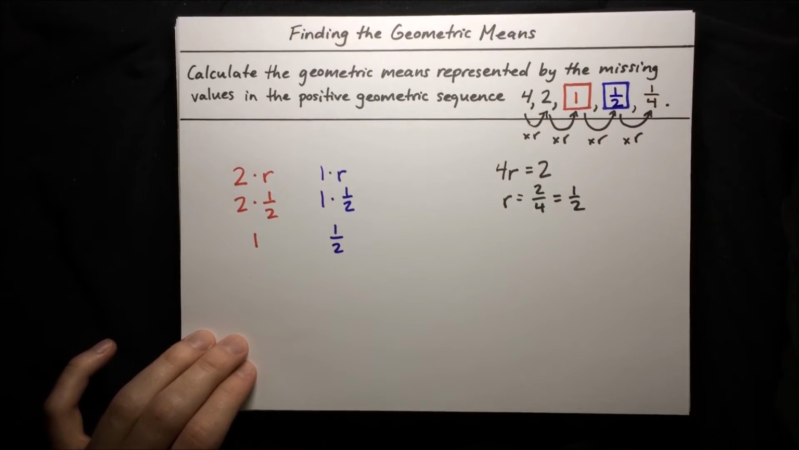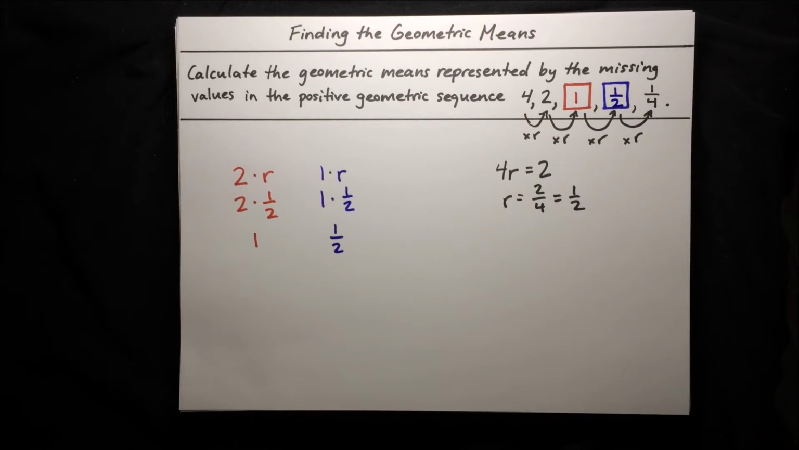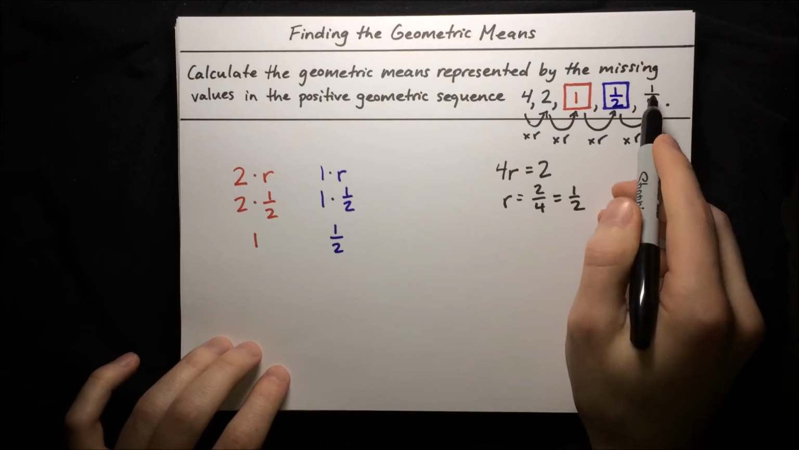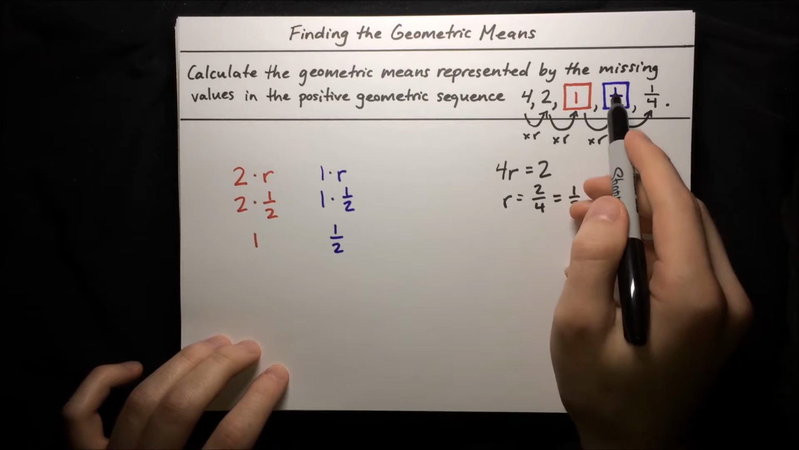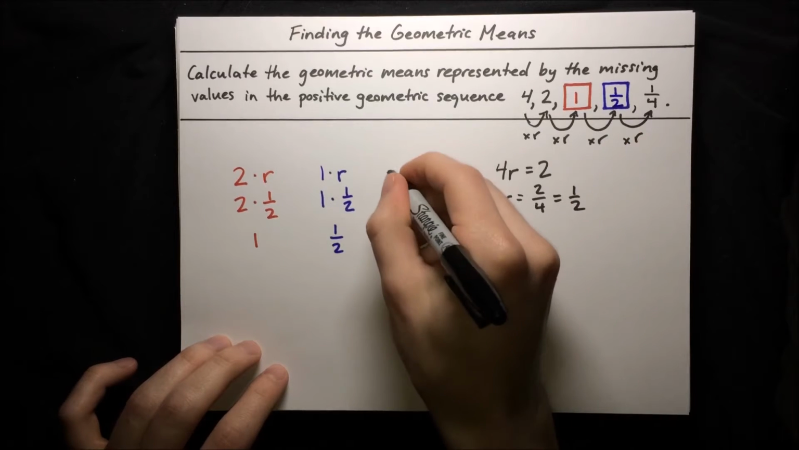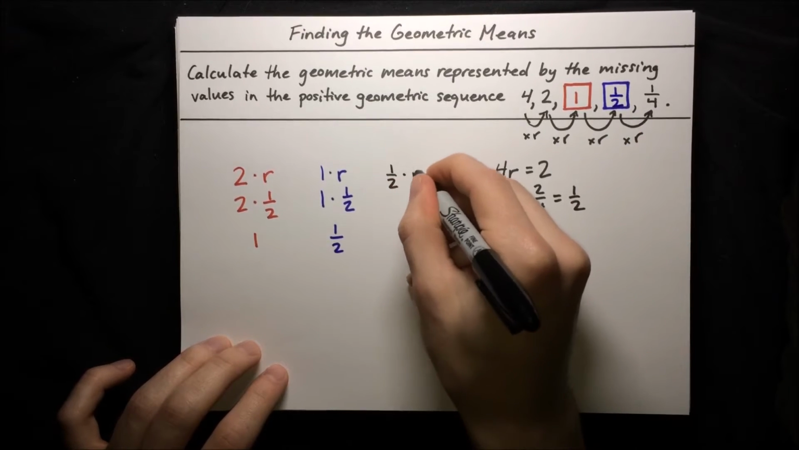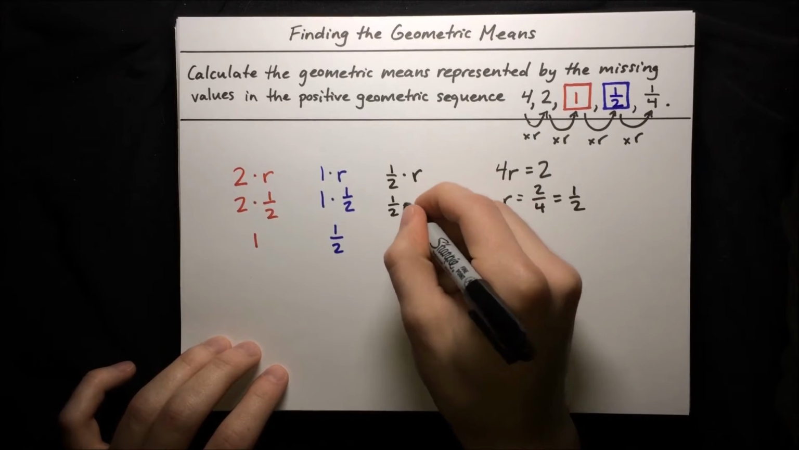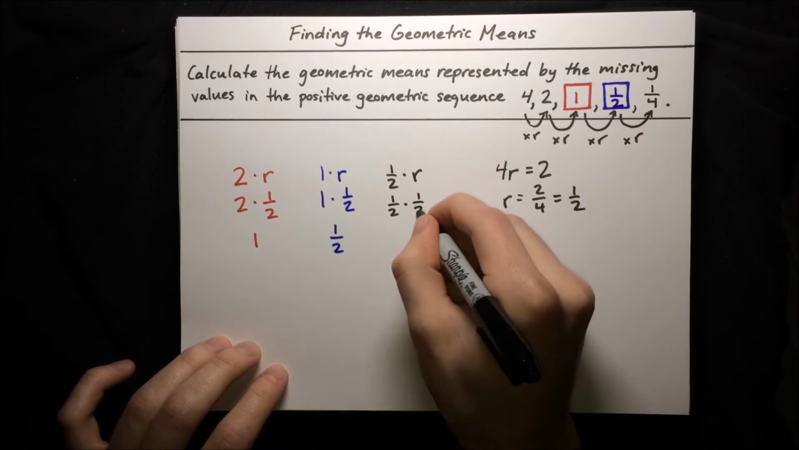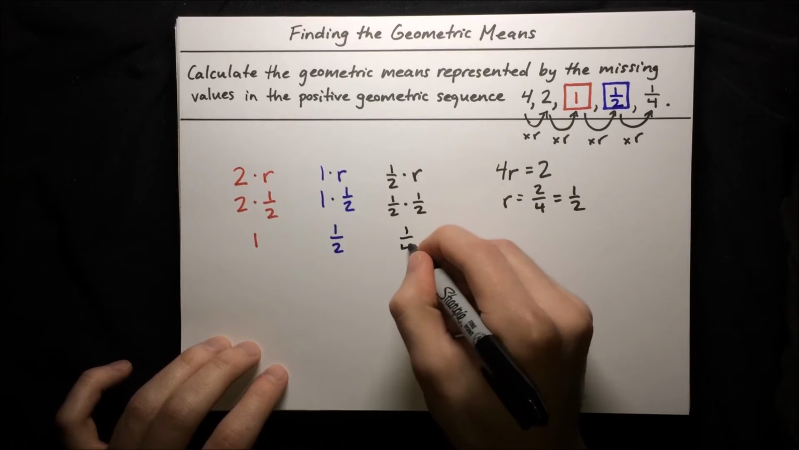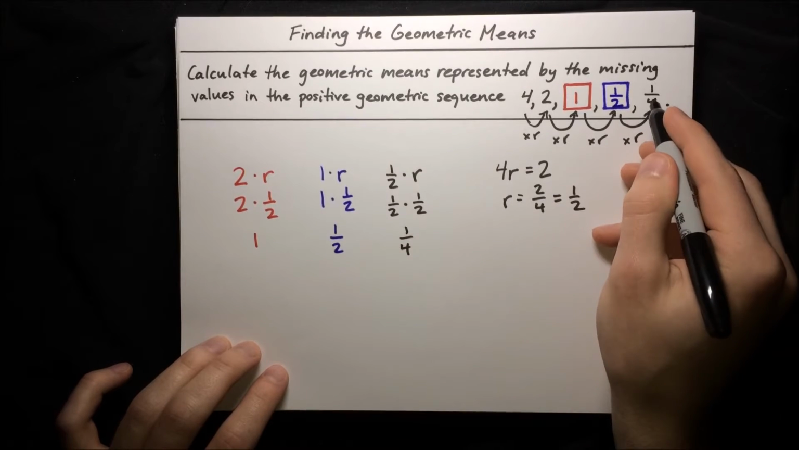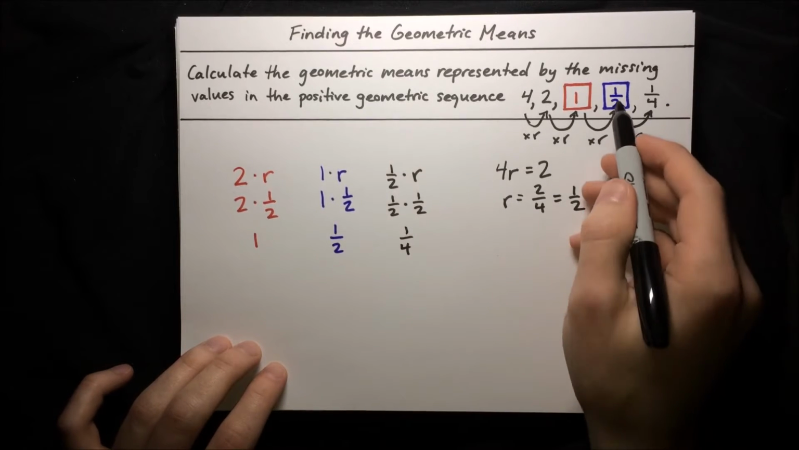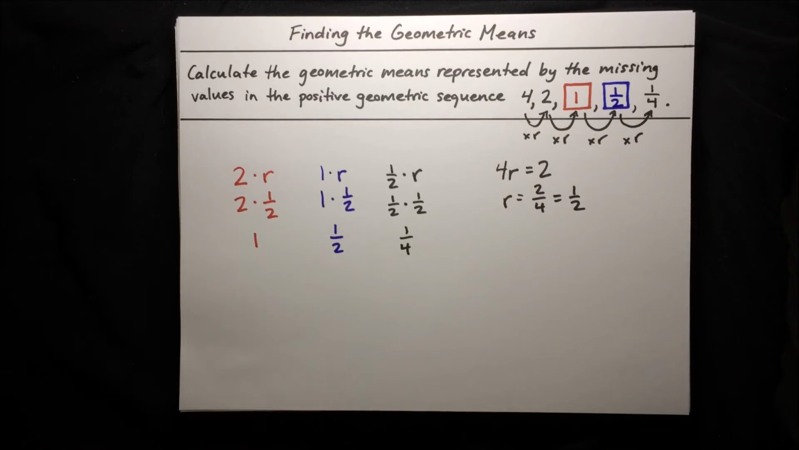And to check ourselves, we can also look at the last term, 1/4. That should match up if we take that preceding term, a half, and multiply it by r. So a half times r, and r also is a half, and a half times a half is 1/4. So yeah, the 1/4 matches up, and we can be sure that these are indeed the correct missing terms. So great, we're done.